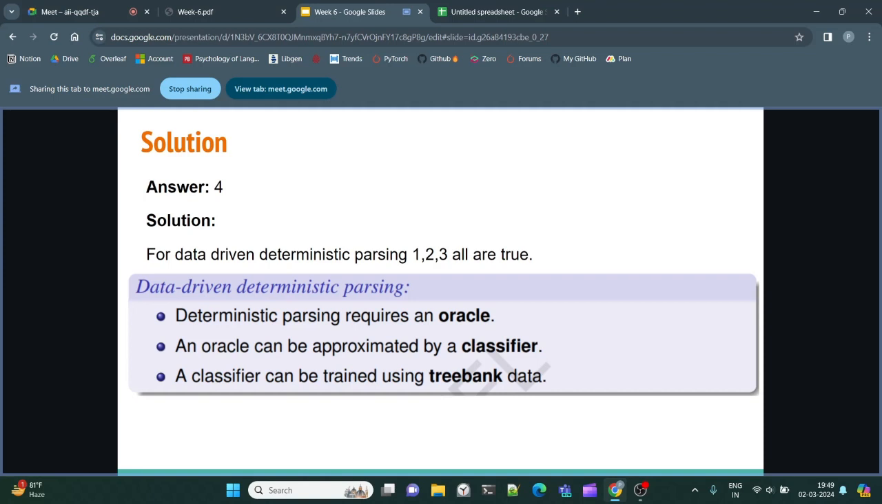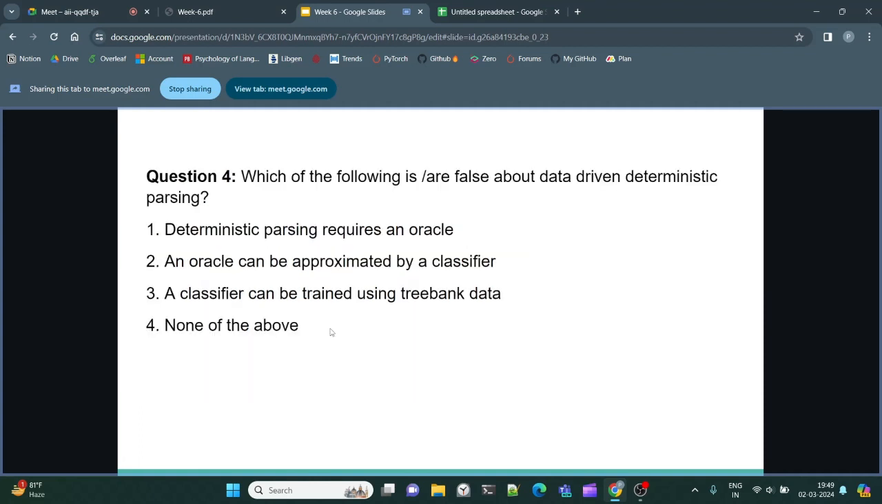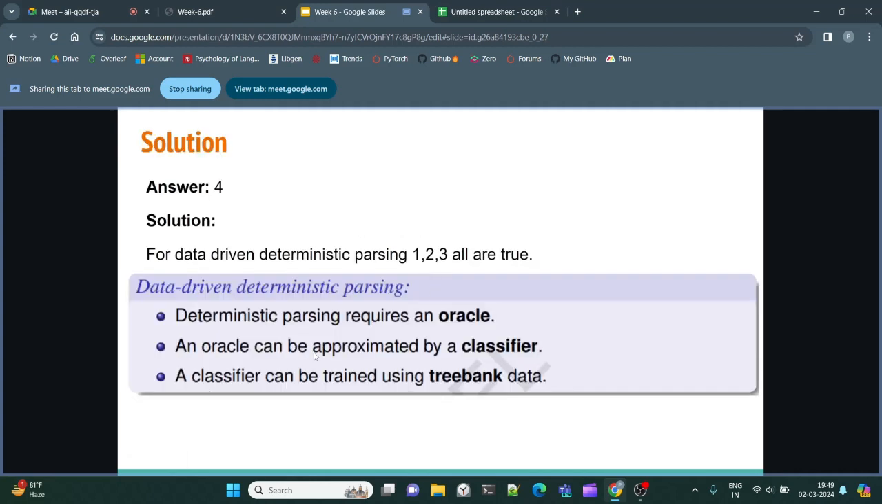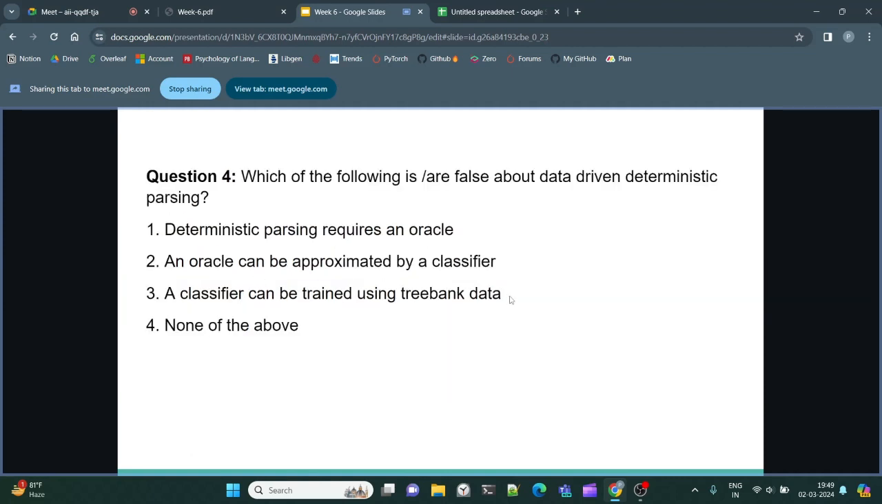All these things will be determined based on the statistical evidence present in my training data. So based on these, these are the options. The first one, deterministic parsing requires an oracle, is correct. The second, an oracle can be approximated by a classifier, is also correct. Third, a classifier can be trained using treebank data. So the first three options are correct.